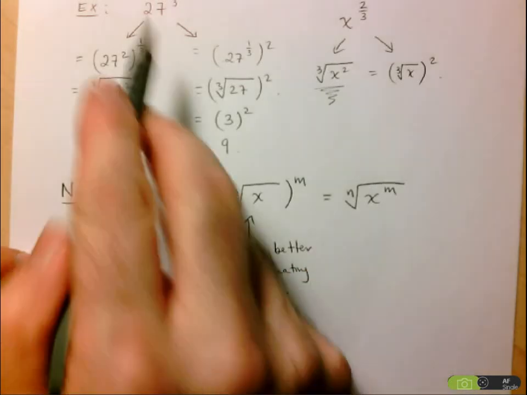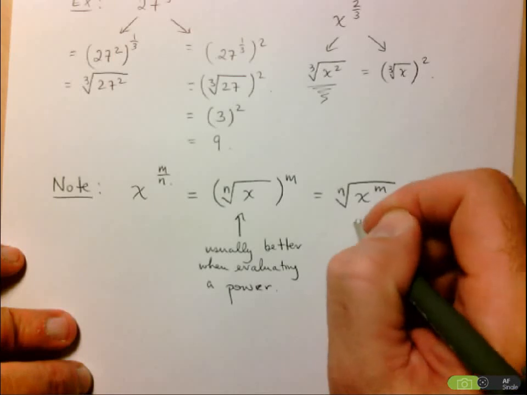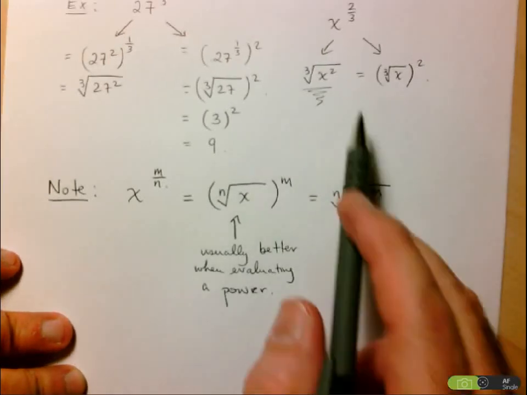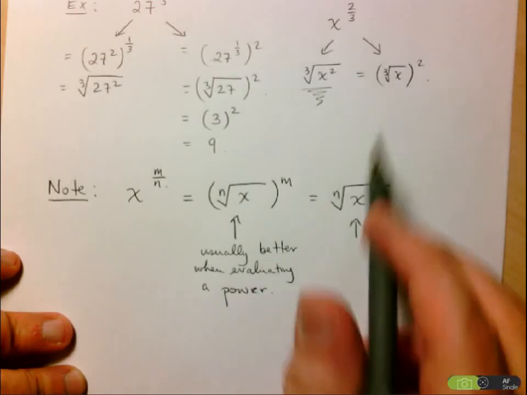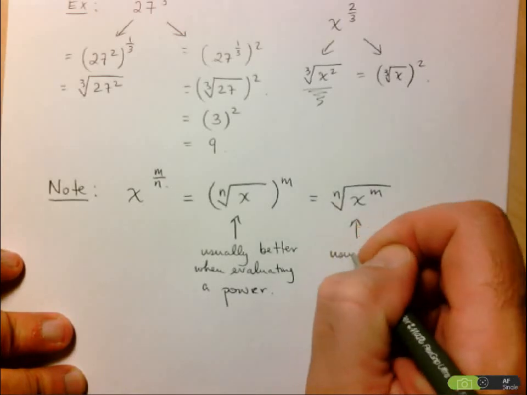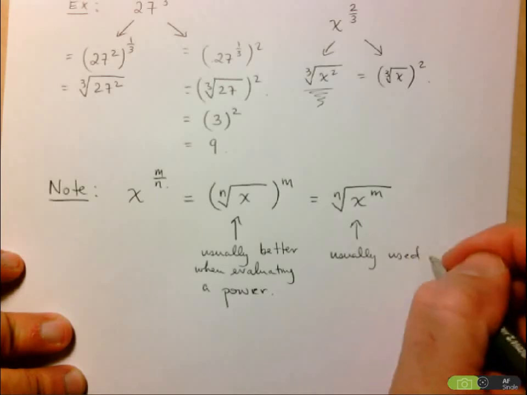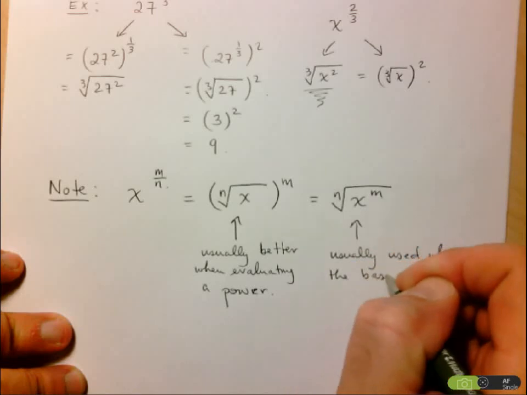So for example, when we have 27 to the 2/3. And this one is usually used when we're not actually evaluating, say when we have a variable as our base. So usually used when the base is variable.